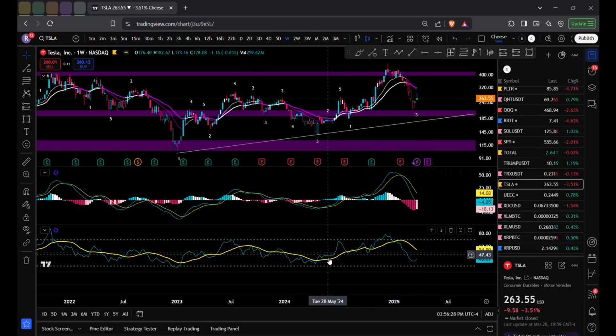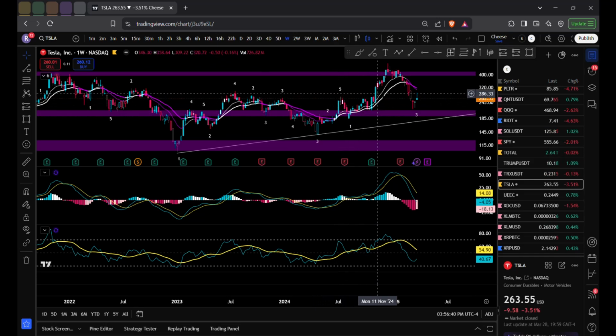Okay, example A right here. We were bearish, bearish, bearish, bearish, bullish. Golden cross. Break above right here. We went from 188 all the way to the death cross of 370 right here, 382.